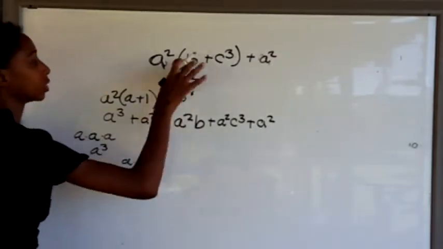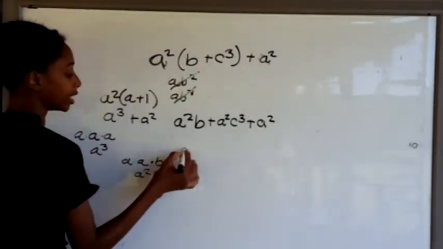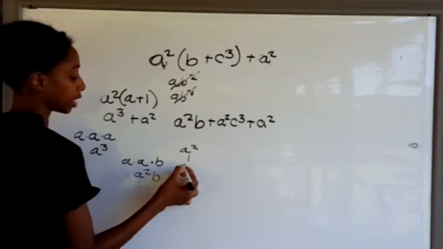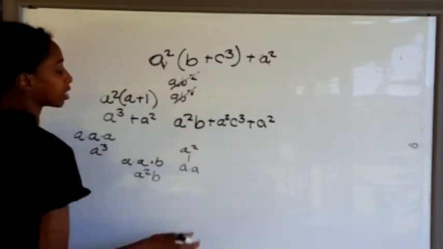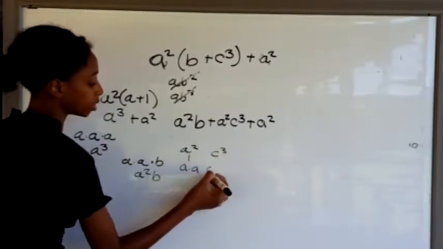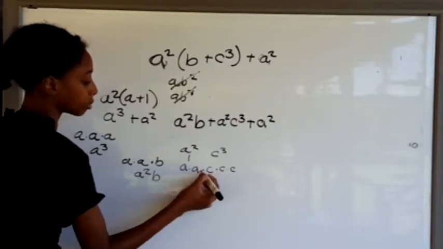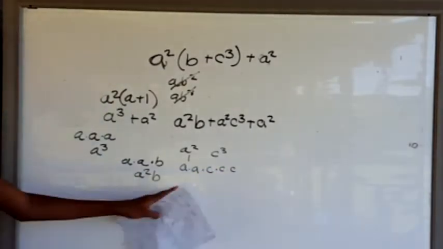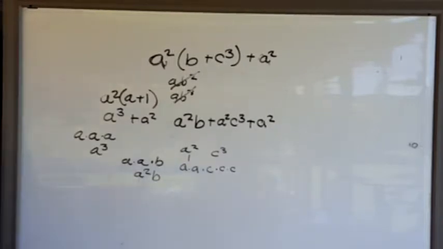Same thing with this one. We have a squared times positive c cubed. A squared is a times a, and then we're multiplying it by positive c cubed. C cubed is c times c times c. So we're multiplying all of that. We can't say that a times a times c times c times c is ac to the 5th power. You just can't do that.